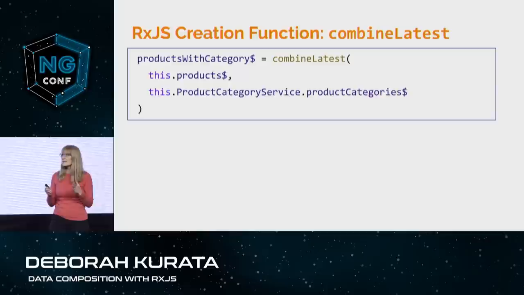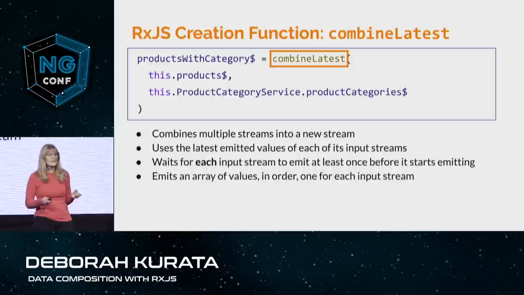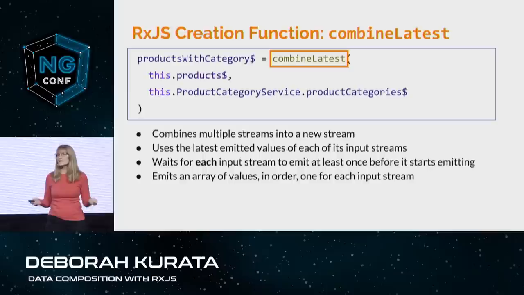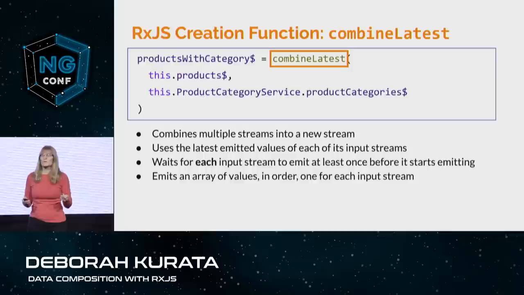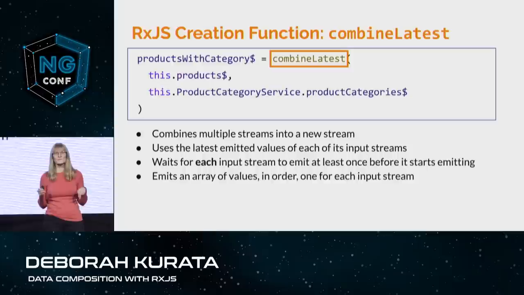Okay? So combine latest combines multiple streams into a new stream. It uses the last emitted value from each stream, and it won't emit anything until all of the streams listed in combine latest have emitted at least once. So the other nice thing about this is it's going to sort of wait for us. So if you ever had code where you want to get some product data and you also want to get the category data and you want it to wait to get both of those before it does something, combine latest will do that for you.